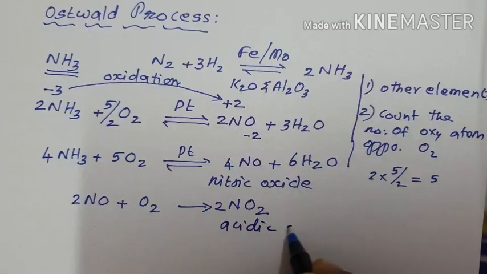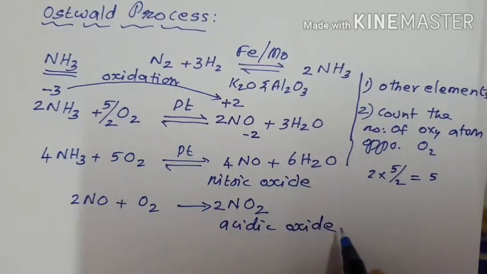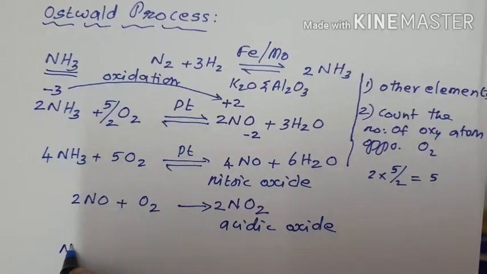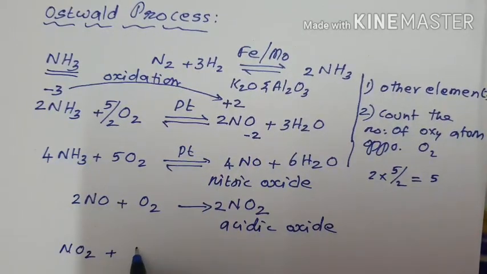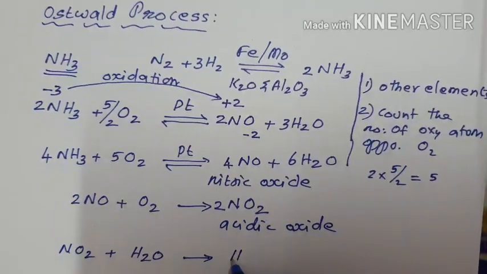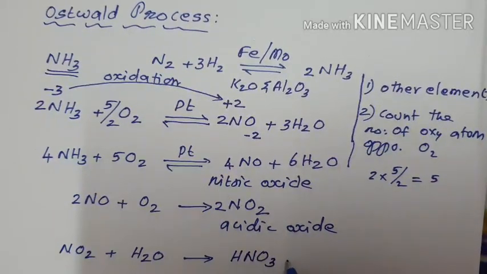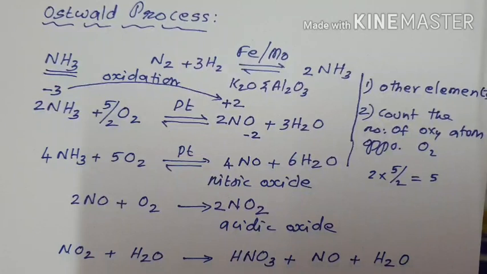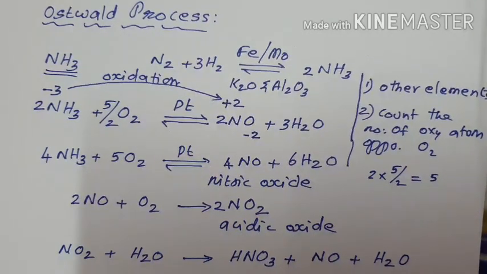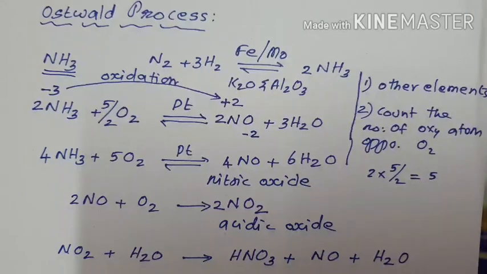Nitrogen dioxide is an acidic oxide. Therefore, the acidic oxide when dissolved in water forms an acid. All non-metallic oxides are acidic oxides. The acidic oxide when dissolved in water forms an acid, with the liberation of again nitric oxide and water, H2O. So this is the reaction used in the preparation of nitric acid, and the second method is the Ostwald process.